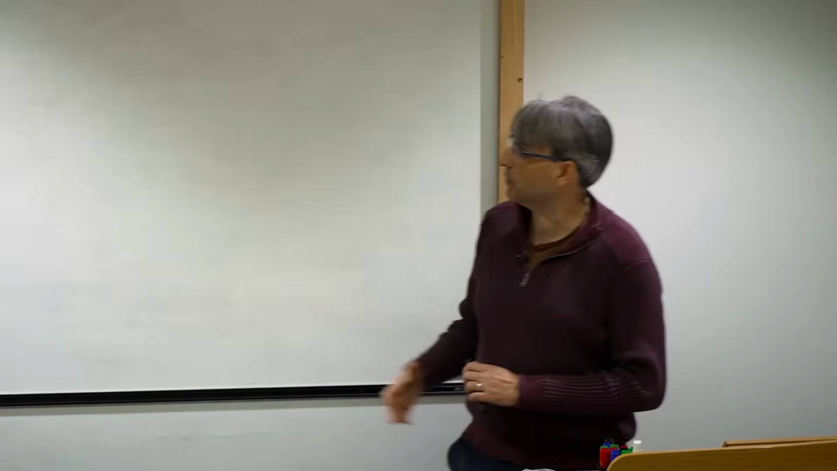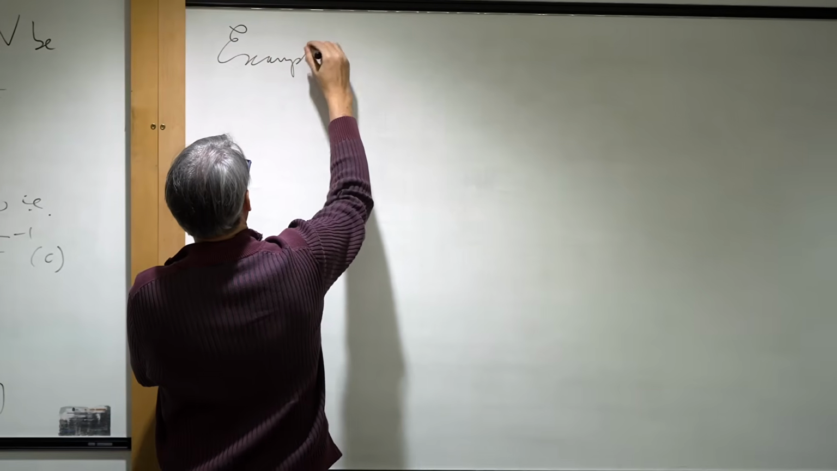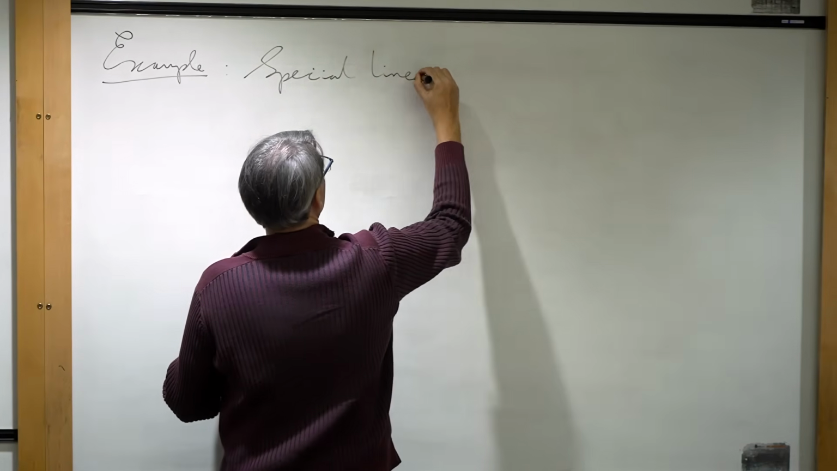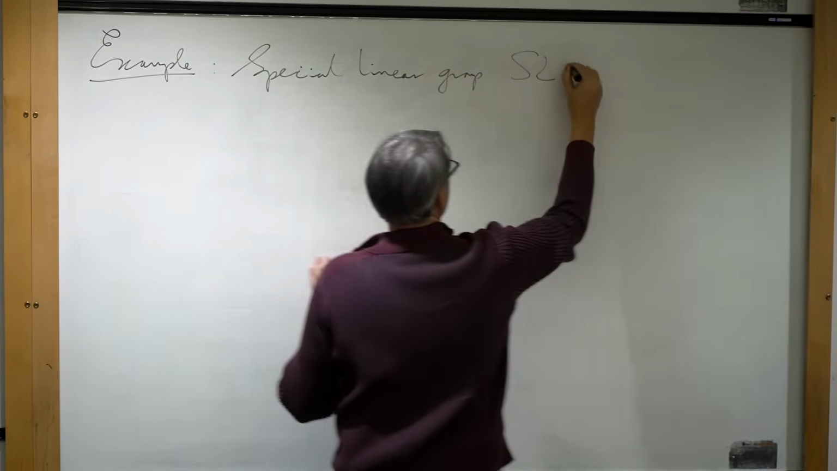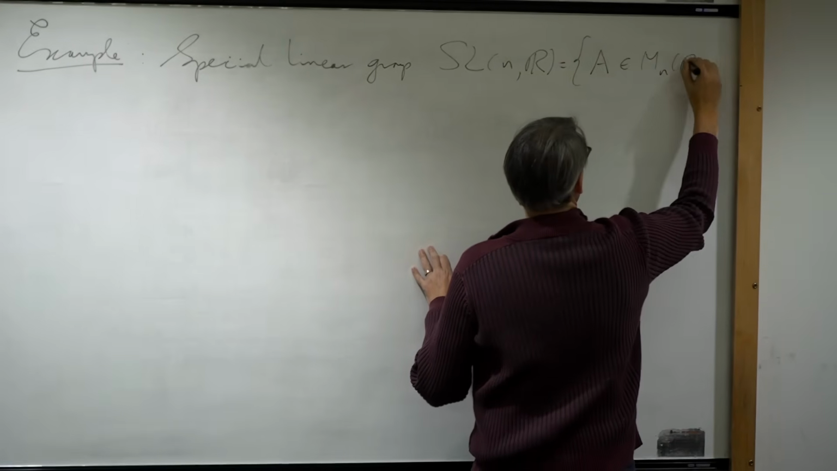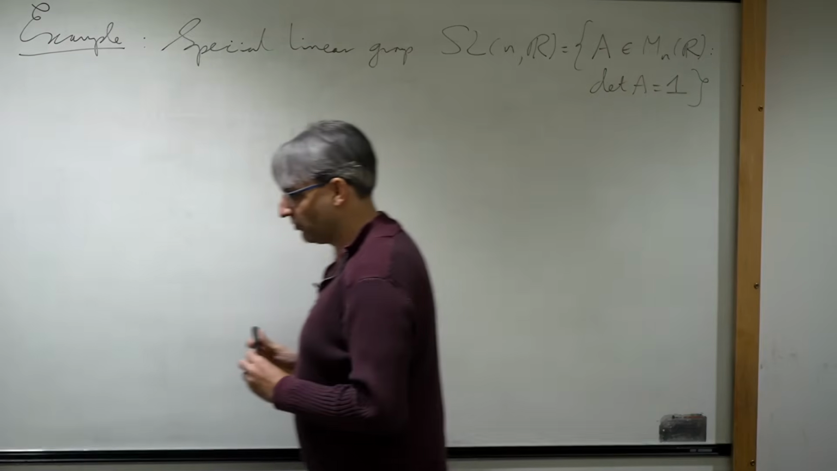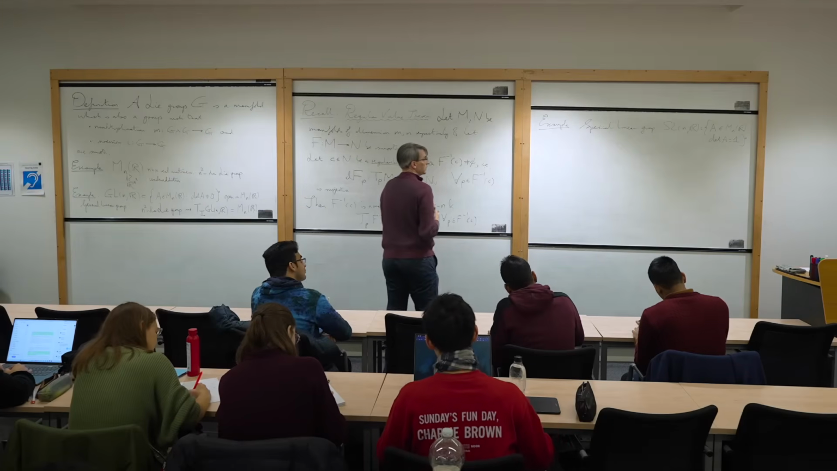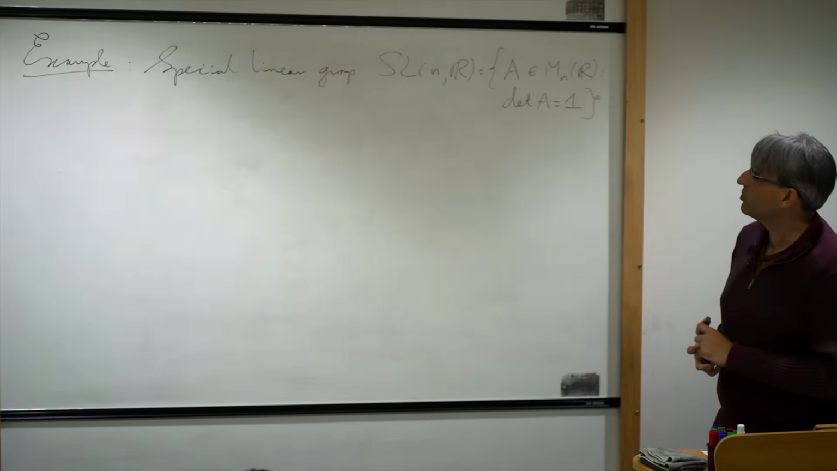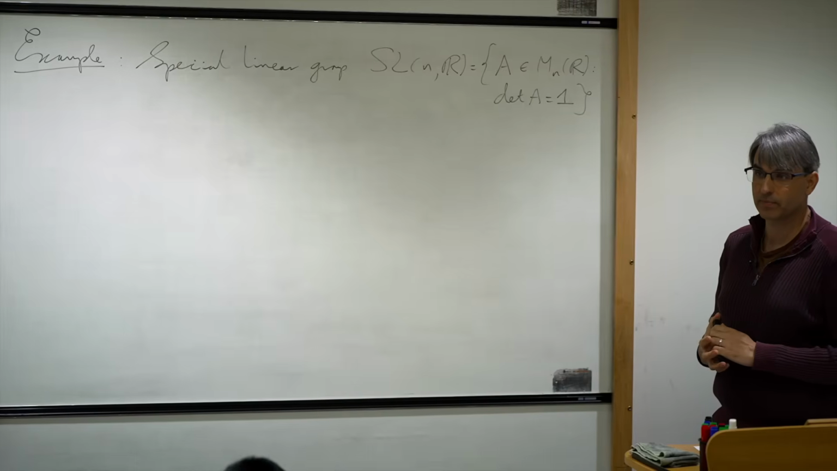So let's begin with the simplest possible example that we can do using this technique. Let's do the special linear group, SLNR. So this is the set of n by n real matrices whose determinant is 1. Of course this is a subset of GLNR, but we're going to restrict ourselves to determinant 1. All right, so I want to show that this thing is a Lie group and compute its dimension.